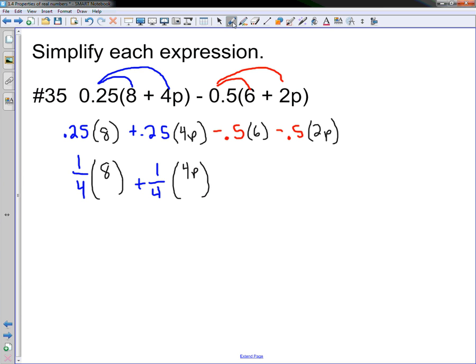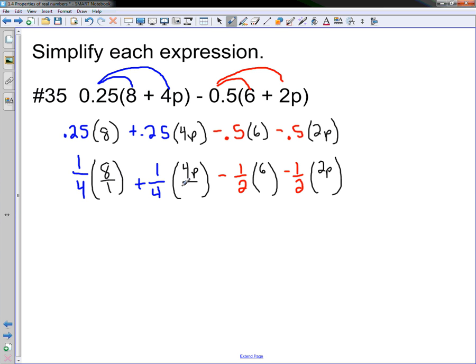On my second grouping, I noticed that 0.5 is just a half, and it reduces with both of these nicely. So I'm going to change that into a 1/2 and a half, leaving me with the 6 and the 2p. Not necessary, but if it helps you multiply just see fractions instead of decimals, you can do that, or you can just multiply the decimals.